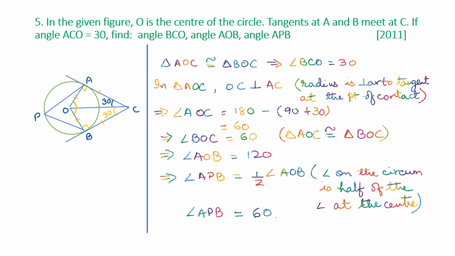Or the other way, you just look at triangle AOC: because this is 90 and this is 30, this angle will be equal to 60. That will give you this is also equal to 60, and therefore the whole angle AOB will be equal to 120, and half of that will be angle APB, so this is equal to 60 degrees.